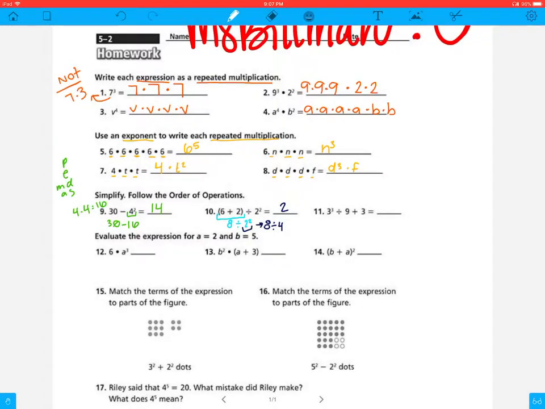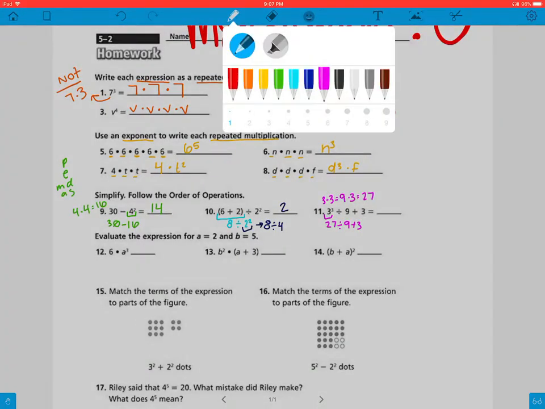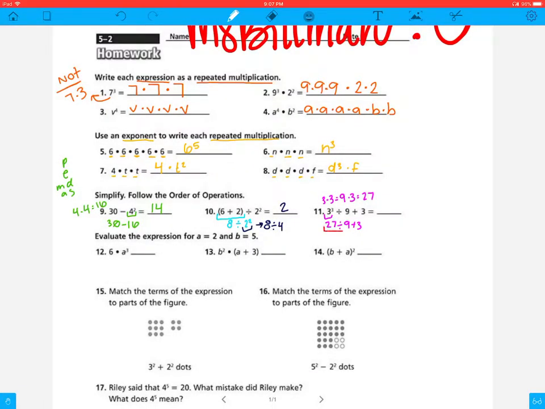For number 11, I do my exponents first. 3 to the third power is like saying 3 multiplied by 3 multiplied by 3, which is 9 multiplied by 3, and that equals 27. So 27 divided by 9 plus 3, division is up next. 27 divided by 9 is 3, and I add 3, which is 6.